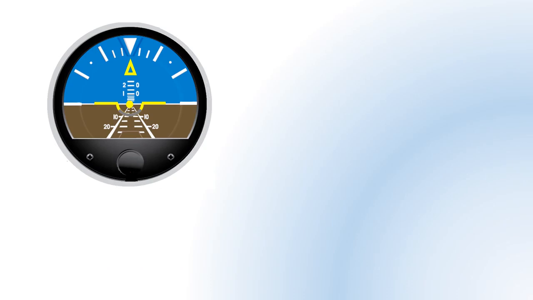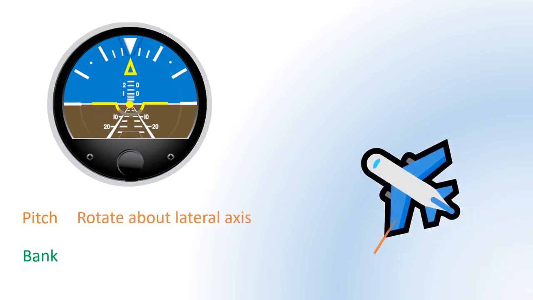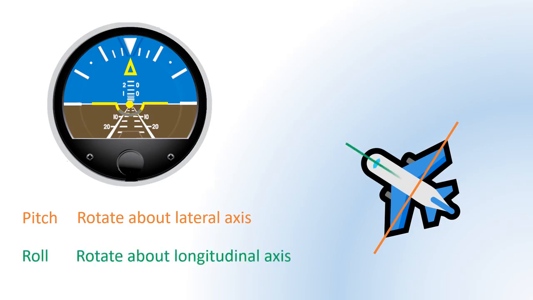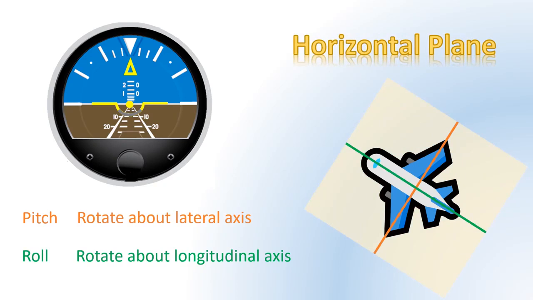Now, let's explore how this principle applies to the attitude indicator. The attitude indicator gives information about the pitch or bank of an aircraft. Pitch refers to the rotation about the airplane's lateral axis, while bank or roll movement involves the rotation about the longitudinal axis. These two axes, lateral and longitudinal, together form a horizontal plane. In other words, having one single reference plane allows us to measure the magnitude of both pitch and bank.